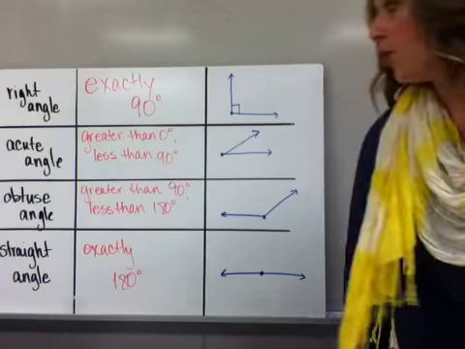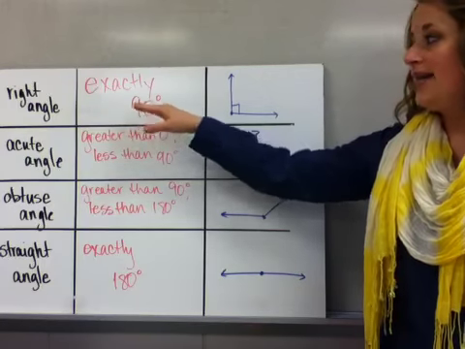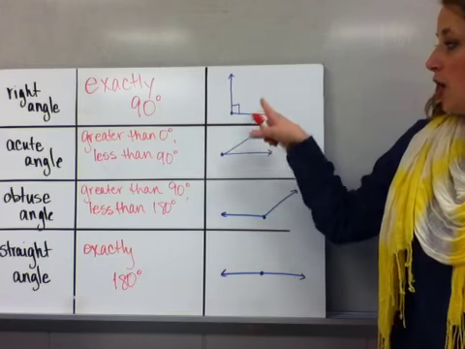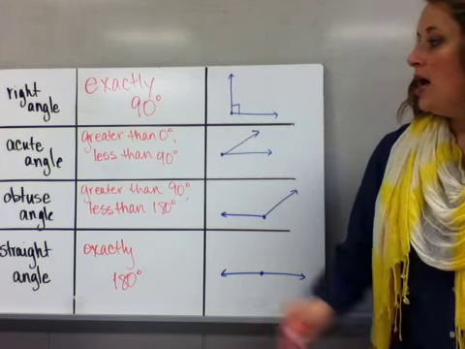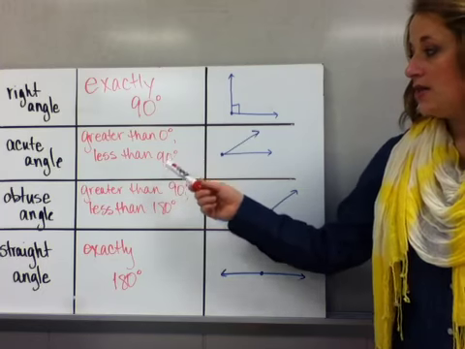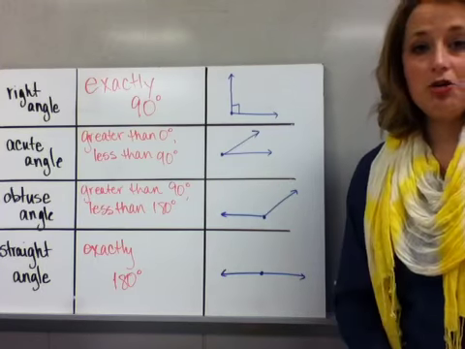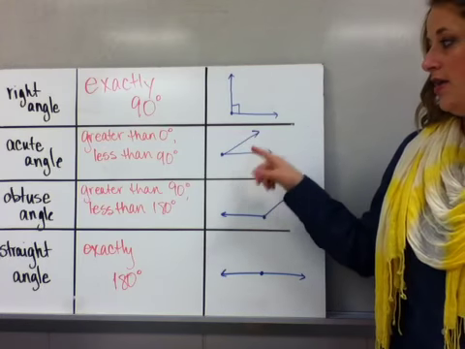Here are four categories that angles will fall into. First, a right angle. It is exactly 90 degrees. When you're looking at a drawing, you know it's a right angle because of this little box in the corner. An acute angle is greater than 0 but less than 90 degrees. Some people like to think of it as a cute little angle, like a cute little puppy. It's smaller than 90 degrees.